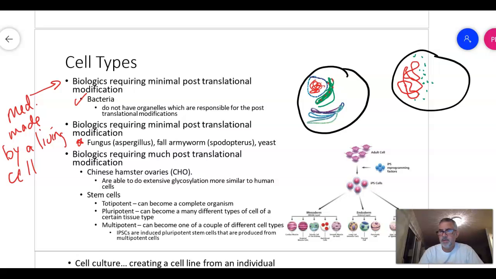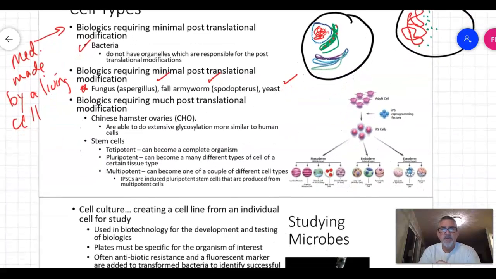And then I can use yeast. Yeast are single-celled eukaryotic cells that we use to make beer and bread and stuff like that. But they'll do a little better modification. But the problem with this, right? This is an insect, and this is a mold. Or actually, yeast is a fungi. Aspergillus is a mold. But they're not human cells.